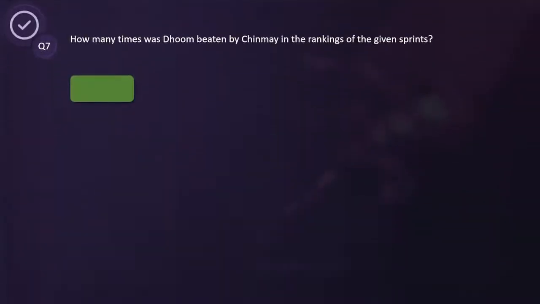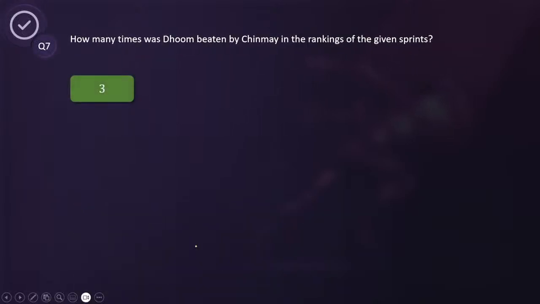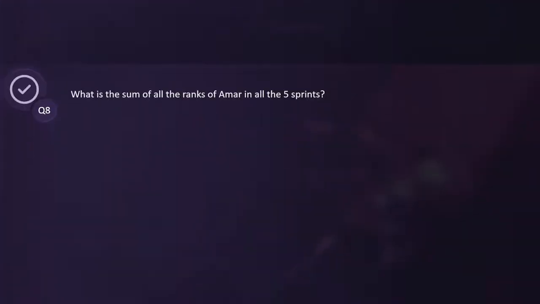Next question. How many times was Dhoom beaten by Chinmay in the rankings of the given sprints? Okay, so Dhoom is beaten by Chinmay. So here Dhoom is better, not beaten. Here Chinmay is better. Here again Chinmay is better. Here again Chinmay is better. So there are 3 races in which Dhoom is beaten by Chinmay. Okay, so answer should be 3 for this question, right? That was question number 7.